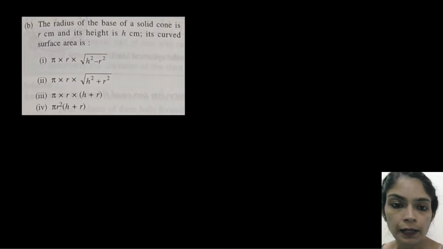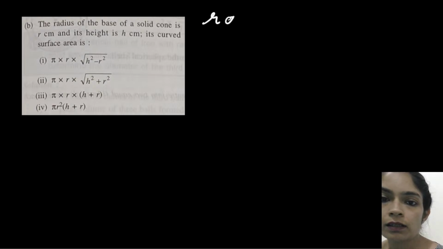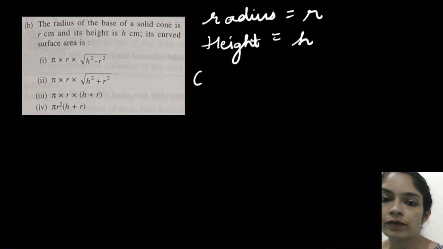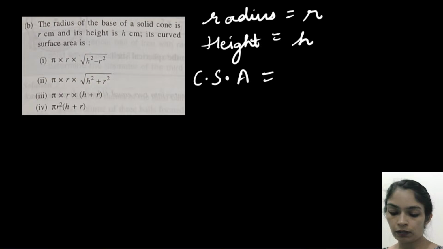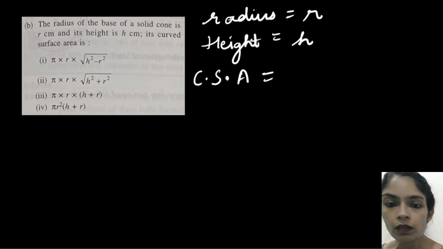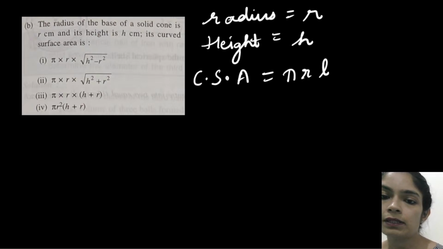That was a direct formula. The second one is also a formula type of question. The radius of the base of a cone is r. We can write the given things: radius is given as r, height is given to us as h. Its curved surface area we have to find. The curved surface area formula I have given you: pi r l, where l is the slant height. So what will be the formula here?